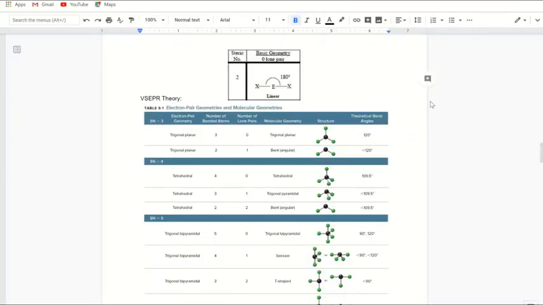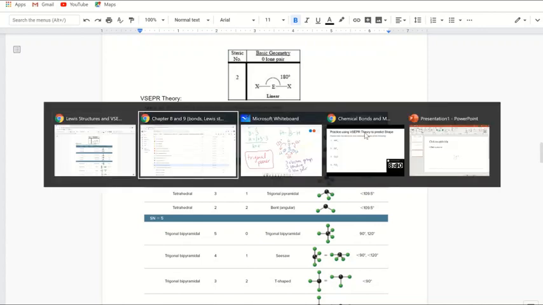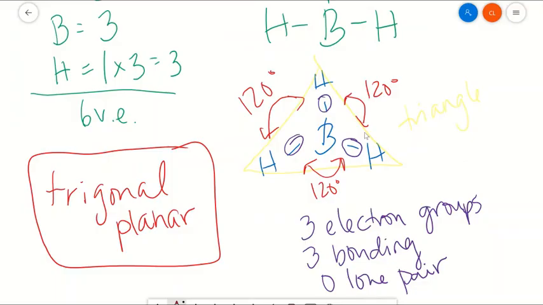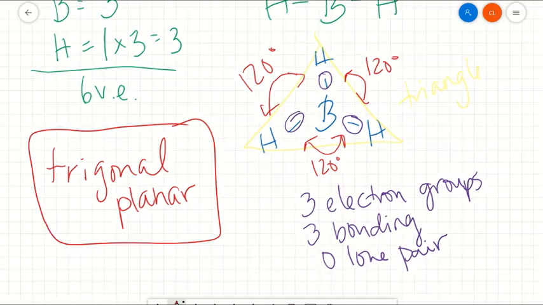So I'll just show you the table that we're looking at right here. So we have steric number 3, trigonal planar. We have 3 bonded atoms, 0 lone pairs, so it's trigonal planar. It looks like this. The bond angles are 120 degrees. All right, and BH3 here is one that's not following the octet rule.